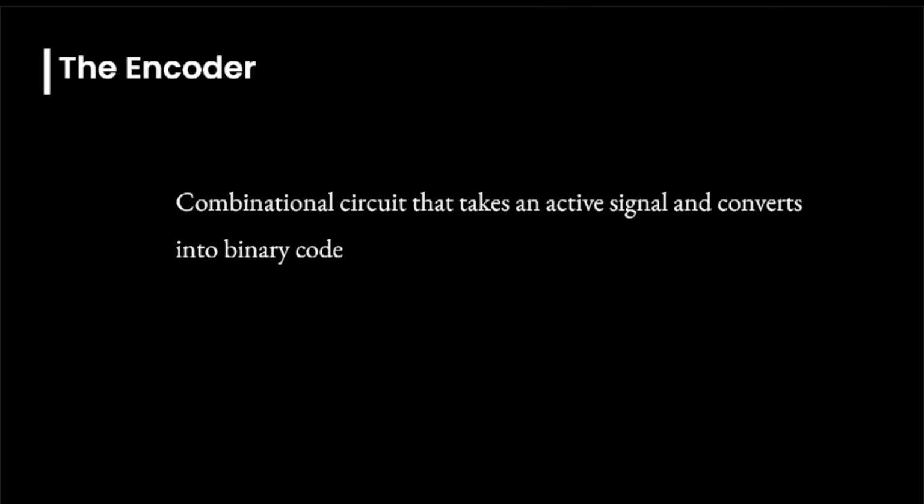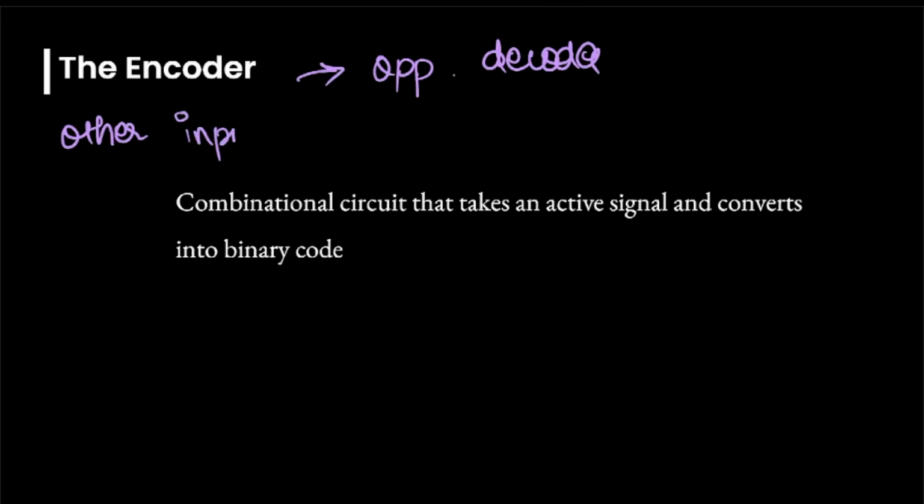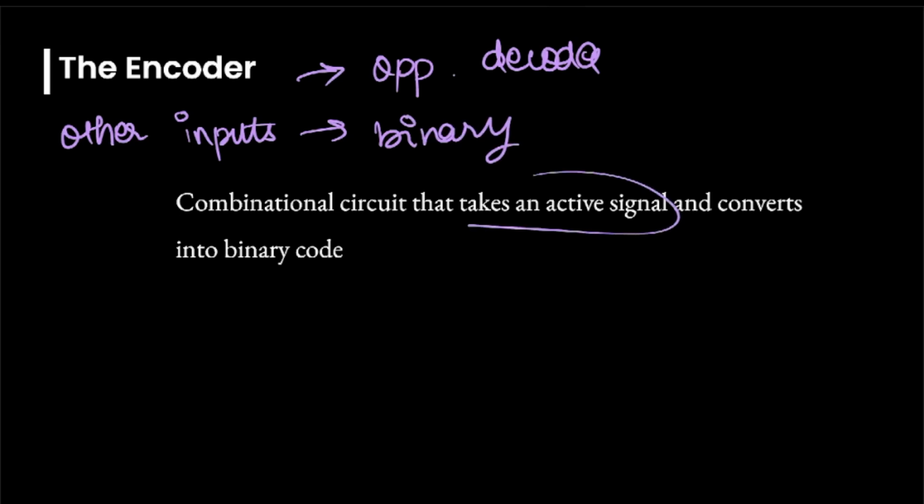Now we're moving on to the encoder. Now you've understood decoder. Encoder is very simple, because encoder, you can say, is the opposite of what a decoder does. Now, the process of converting from one type to another is what you call an encoding type. Now in decoder, what you did is you converted binary to other types. Here you're going to convert other inputs or any inputs to binary code, right? So the combinational circuit that takes an active signal and converts into binary code. This is the job of an encoder.